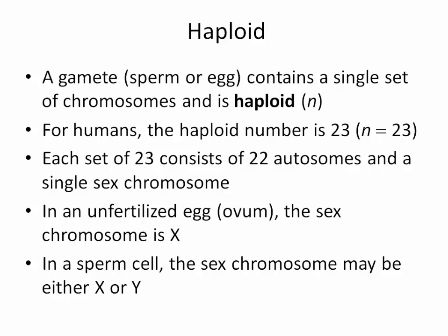So in an unfertilized egg, the sex chromosome would be the X chromosome, but in the sperm cell, the sex chromosome could be either Y or X. So we're going to look at those. And so there are two different types of sperm that are produced. One carrying an X, one carrying a Y. But the eggs are all the same. They all have X's.